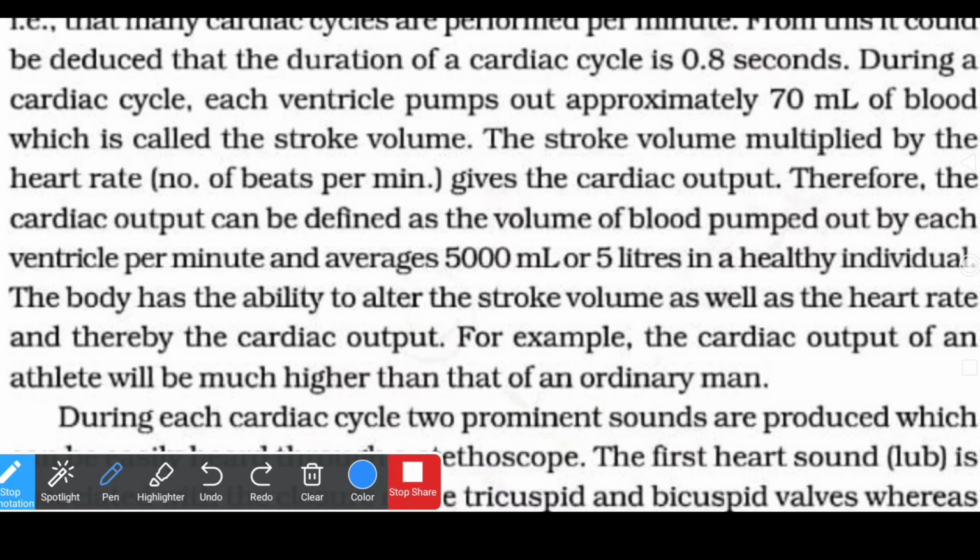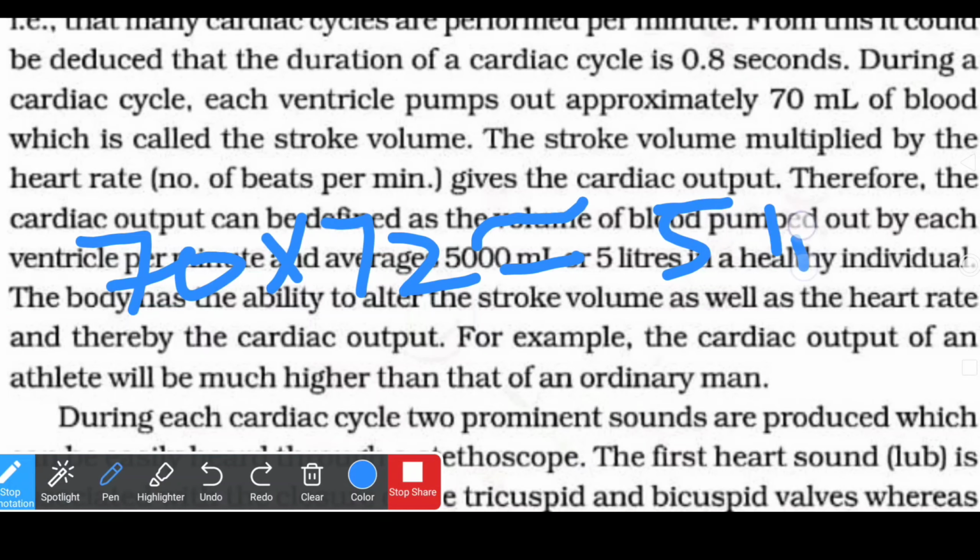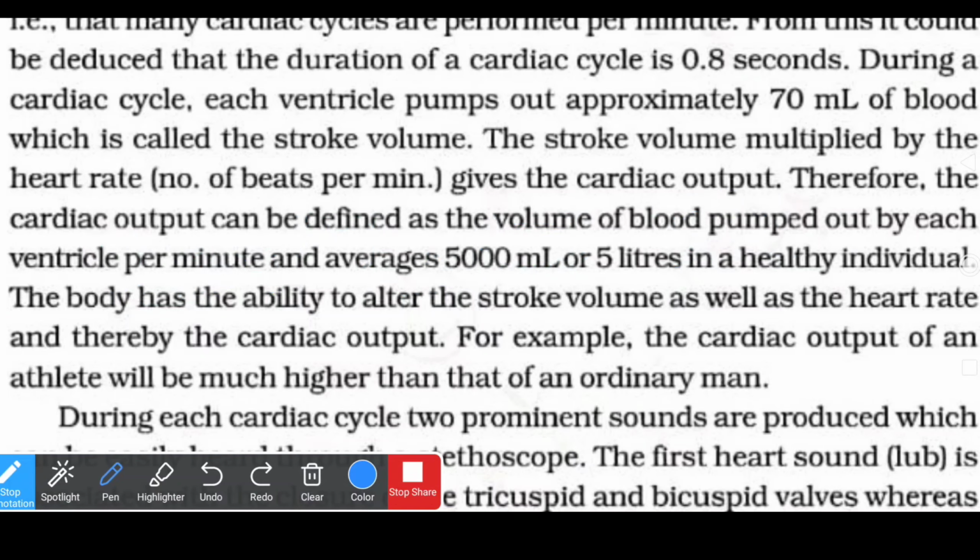Now, during a cardiac cycle, each ventricle pumps out approximately 70 ml of blood, which is called the stroke volume. And the stroke volume is multiplied by the heart rate per minute, which means 70 into 72, which is almost 5 liters, correct? So the cardiac output here will be almost 5000 milliliters or 5 liters in a healthy individual. Okay, that is what the cardiac output is.